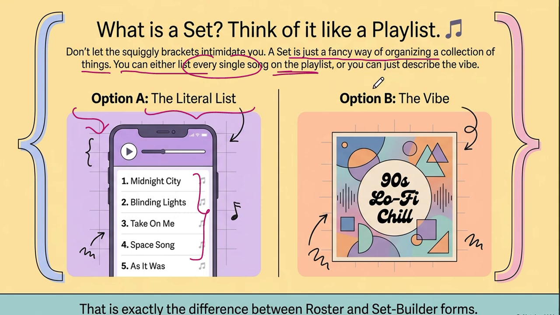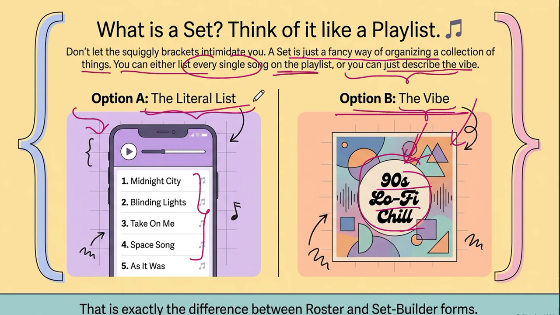And on the other side, you are just describing the vibe. Okay, for example, this is 90s all the songs. Okay, so here we are just describing the vibes of the songs. So that is called set builder form. Means here we are not listing all the elements or all the songs. We are just describing that in this playlist all the 90s songs are there. Okay, so first is called roster, second is called set builder form.